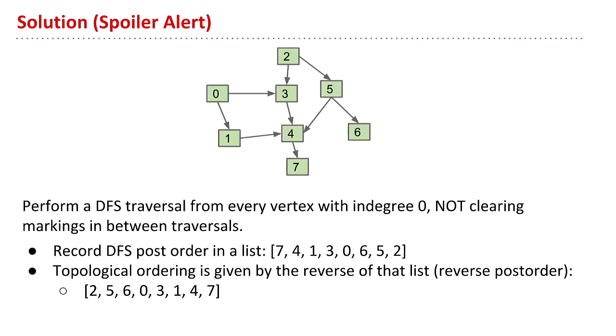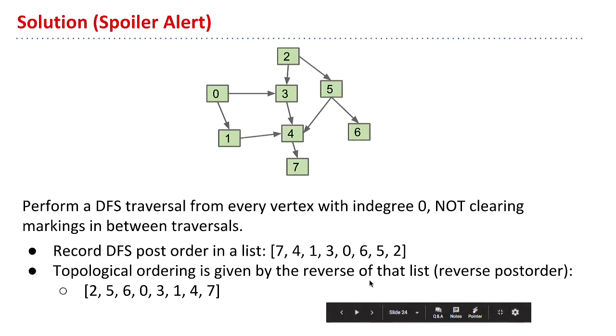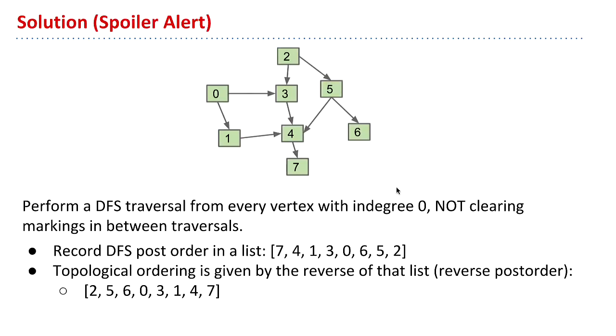What's kind of interesting about this is you don't actually have to start with the vertices of in-degree 0. You can actually start with any arbitrary vertices, but it's more intuitive to understand why it works with in-degree 0. Actually, you can show that it works no matter where you start, as long as you keep restarting until you've visited every vertex.